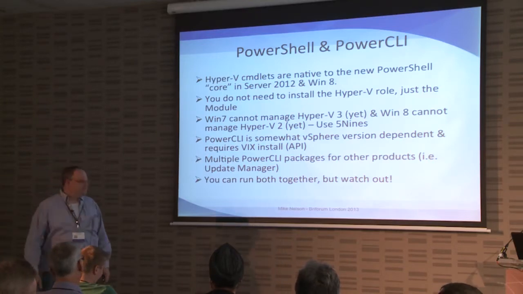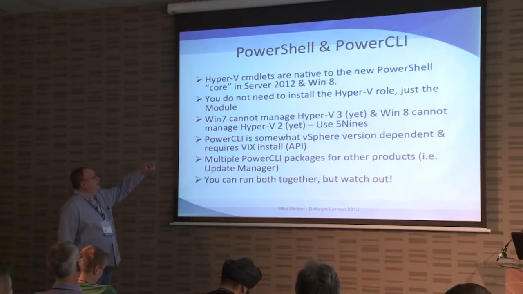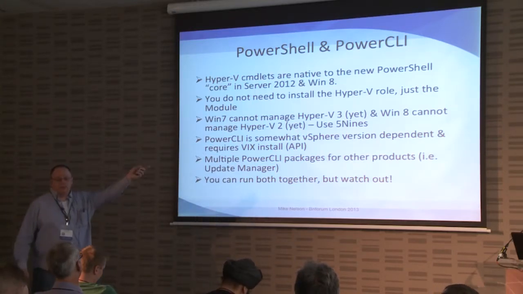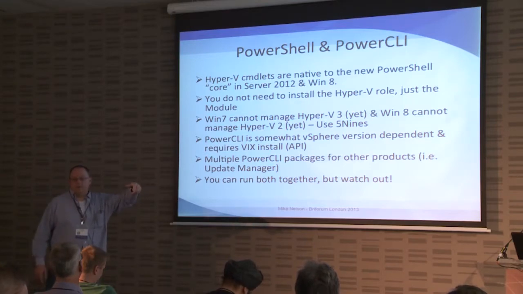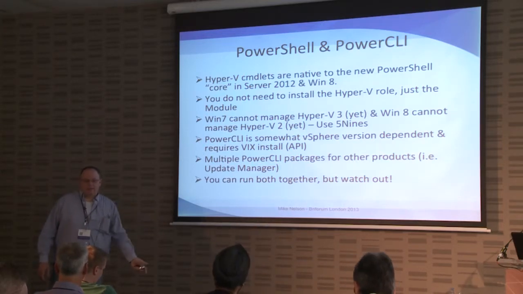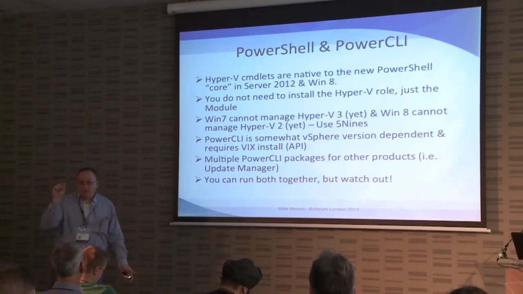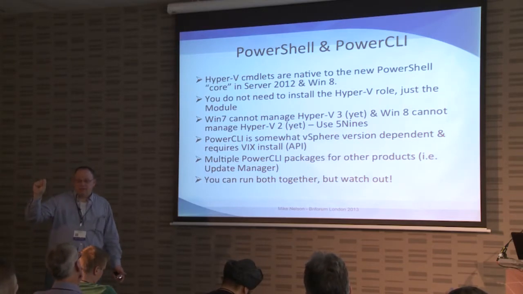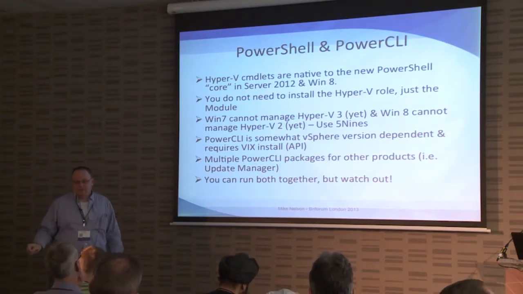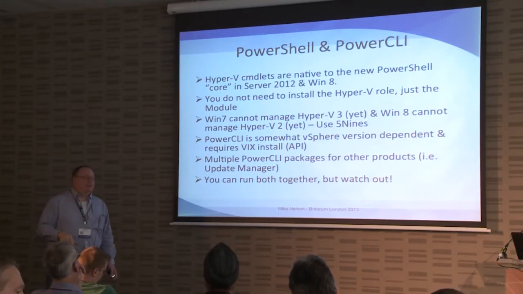Okay. So with PowerShell and PowerCLI, the Hyper-V cmdlets are native to the new PowerShell. If you install Windows 8 or Server 2012, the Hyper-V cmdlets are there when you enable the Hyper-V role. You can't get those cmdlets unless you enable the role. Or you can enable the checkbox that says PowerShell cmdlets and disable the Hyper-V role, so you just get the cmdlets. But they don't spell that out. You have one checkbox and it automatically checks the other two.